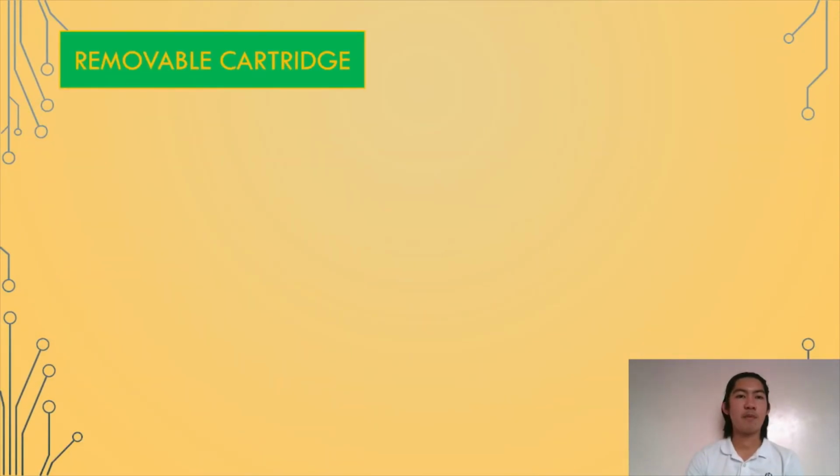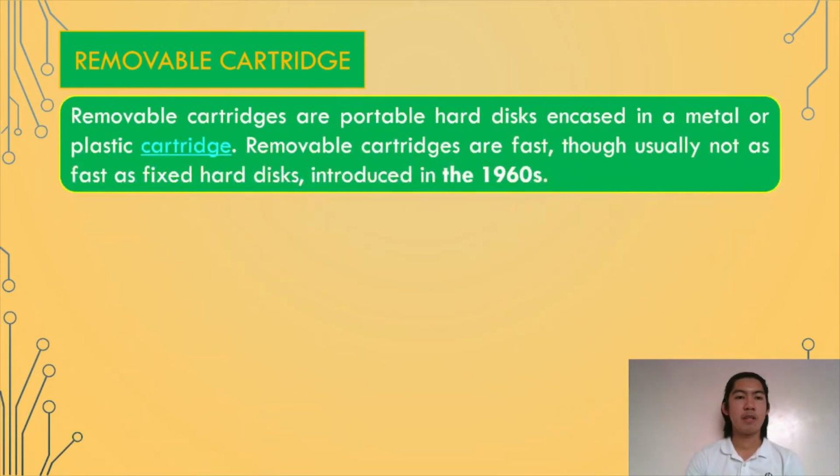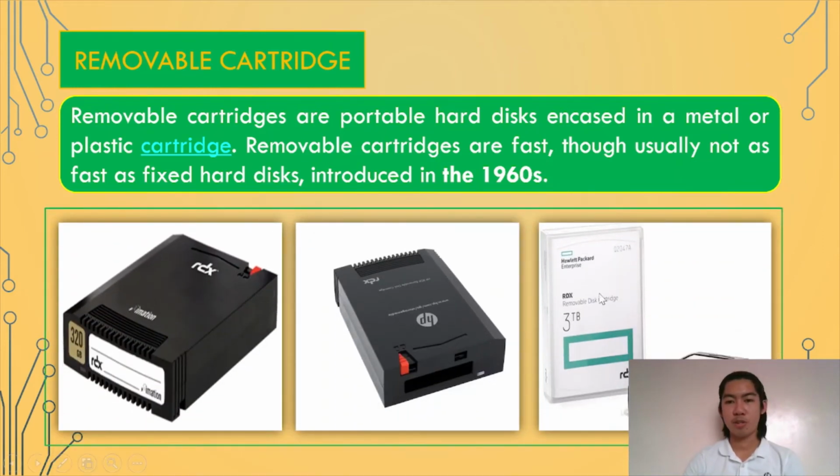Next is removable cartridge. Removable cartridges are portable discs encased in a metal or plastic cartridge. Removable cartridges are fast, though usually not as fast as fixed hard disks introduced in 1960. So, makaluma na itong mga ganitong model. So, ganito yung itsura niya. Parang malaki siya, hindi siya flatten.